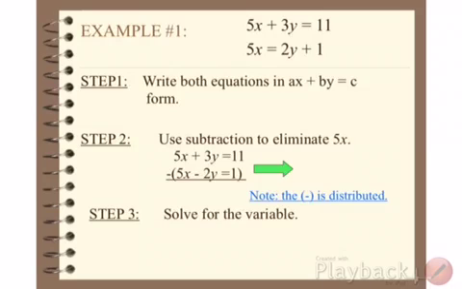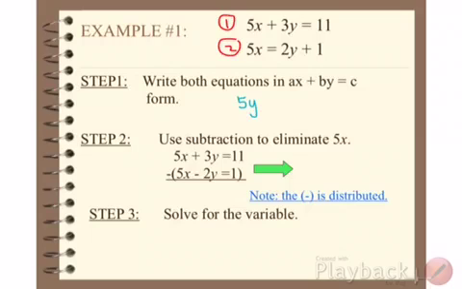Example 1, 5x plus 3y is equal to 11. 5x is equal to 2y plus 1. So I'm going to write both in standard form, which means I need to fix up my second equation. So this is my equation 1, this is my equation 2. So equation 2 needs to be changed. My y needs to come over onto the left.